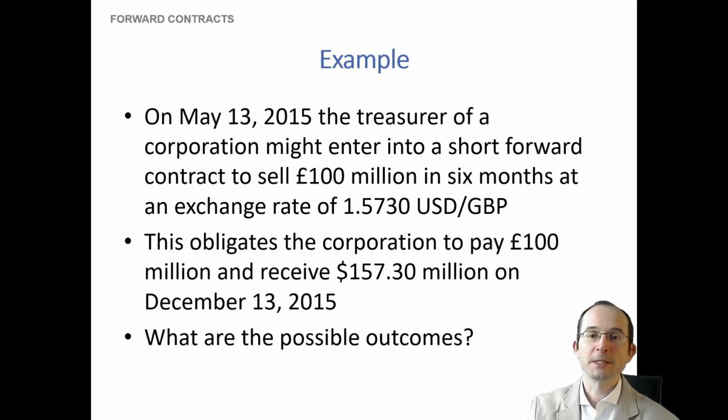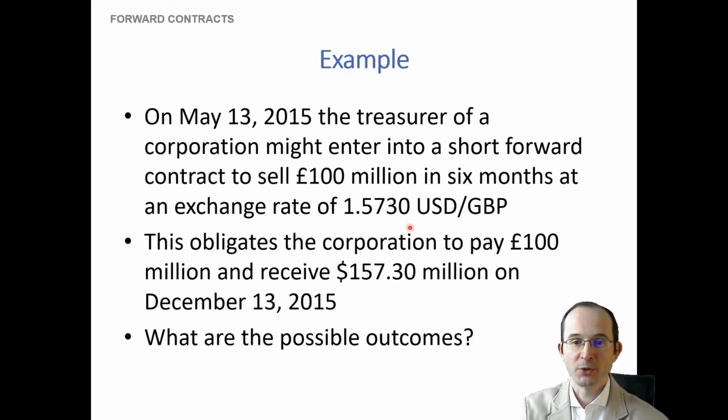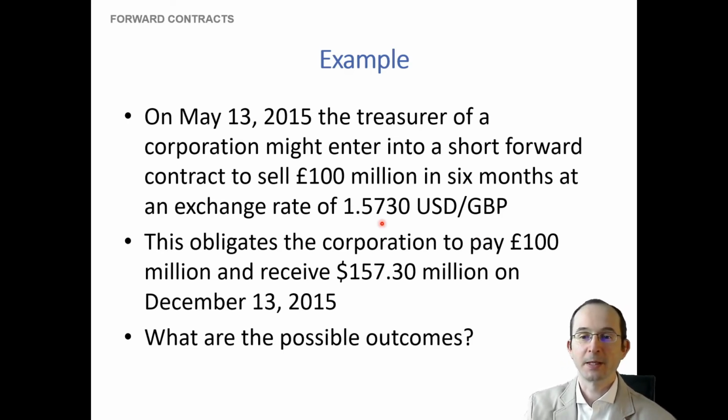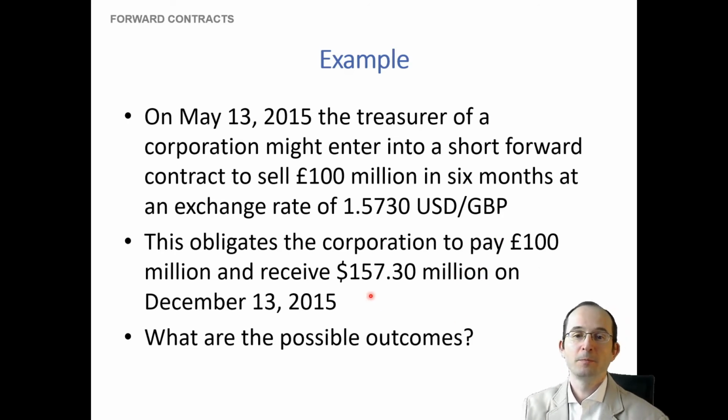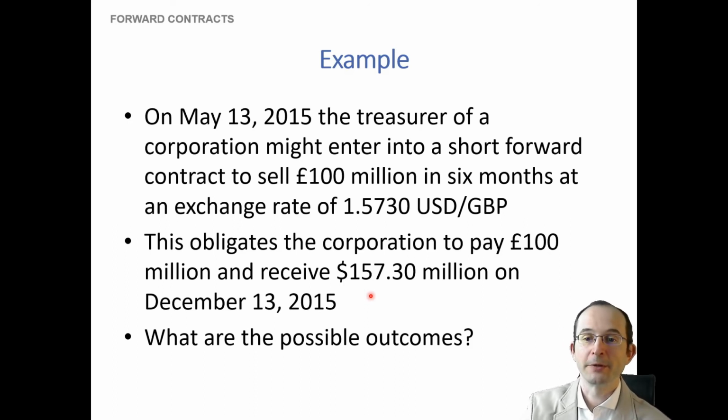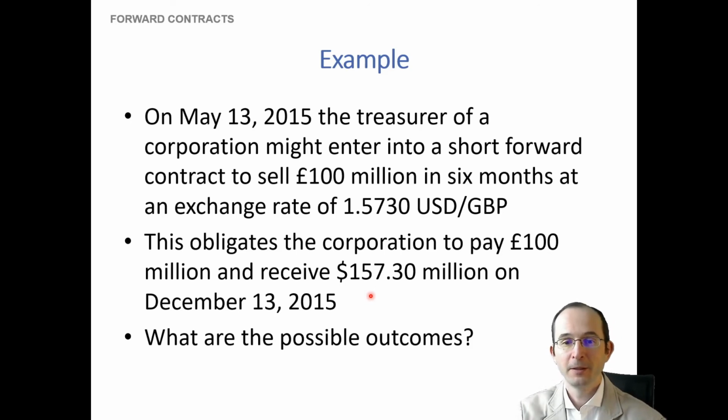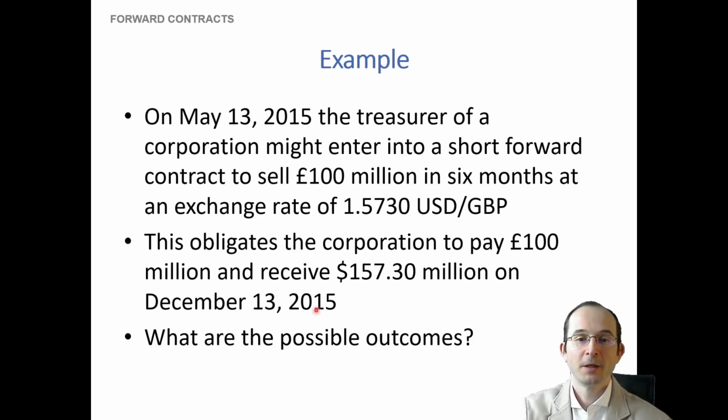So let's say that on this day, the treasurer of a company wants to sell 100 million pounds into dollars, probably to offset the exchange risk from some transaction in dollars. And of course, since we are agreeing to sell, we're going to use that bid price for the 6 month forward. Now what this obligates us to do, if we are in the place of this treasurer, is to, in 6 months' time, pay 100 million pounds and receive 157.3 million US dollars per that forward exchange rate. 6 months from now, so if this was in May, that would be in December.